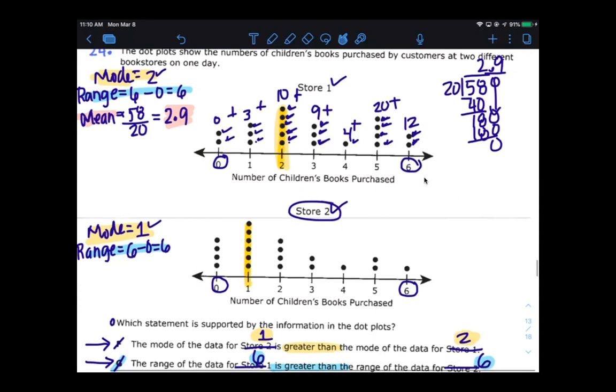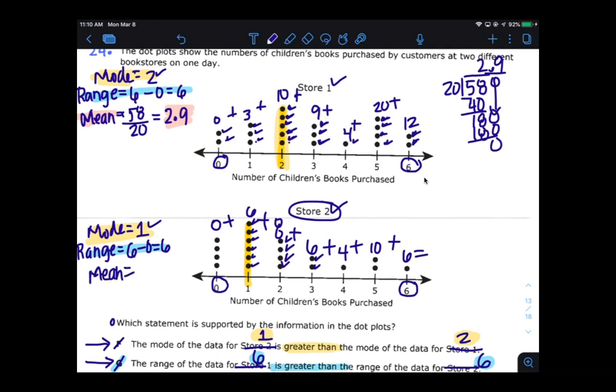And to get the mean of store 2, we add the values, and if you keep on adding, the total is actually 40. And we count the number of dots, because that's what we're going to divide by. We have 20 dots. Then if you divide 40 by 20, you get that your mean is 2.